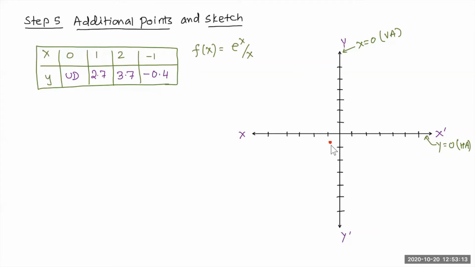Also, we know that this line is the horizontal asymptote and this is the vertical asymptote. That means the graph will not touch the x-axis. It will go closer to the x-axis, but it will not touch. And also, on this side, the graph will go closer to the y-axis, but it will not touch. Now, let's analyze something. This is -1.